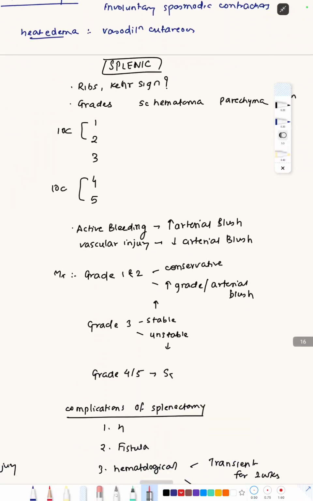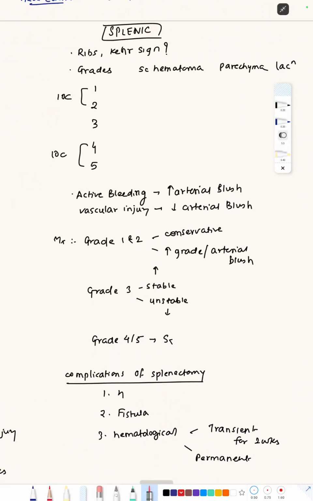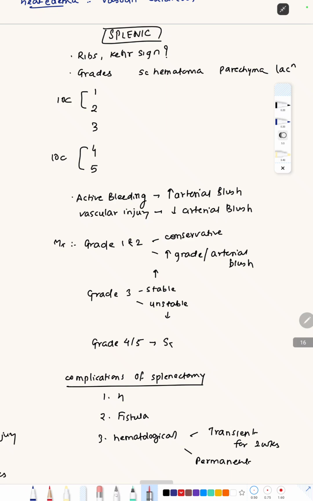Then the next, splenic trauma, that is now individual organ trauma. It is generally seen with the 9th to 11th ribs, and generally the spleen lies along the axis of the 10th rib. Now Kehr sign is also present. What do you mean by Kehr sign? Basically, Kehr sign means that whenever there is splenic trauma, on raising the left lower limb, the blood accumulates beneath the left dome of the diaphragm, and that will lead to referred pain to the left shoulder tip.